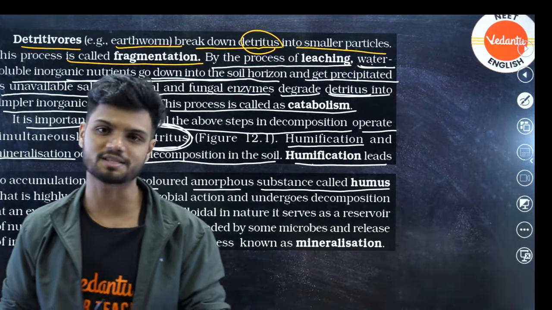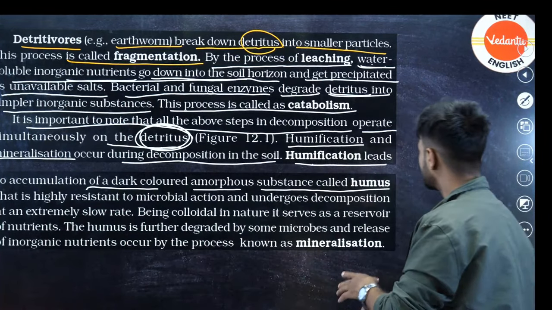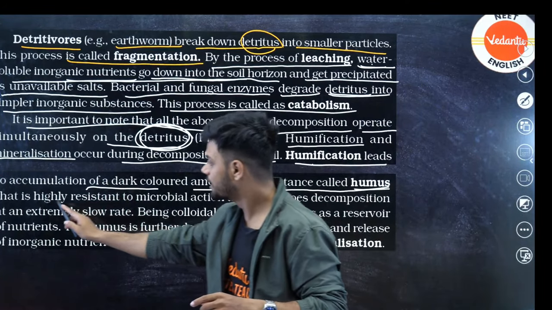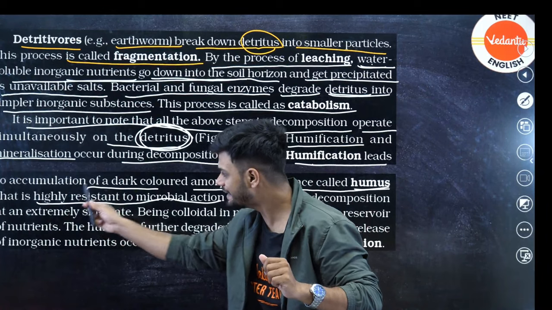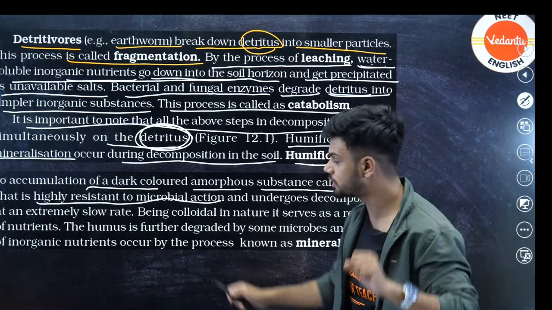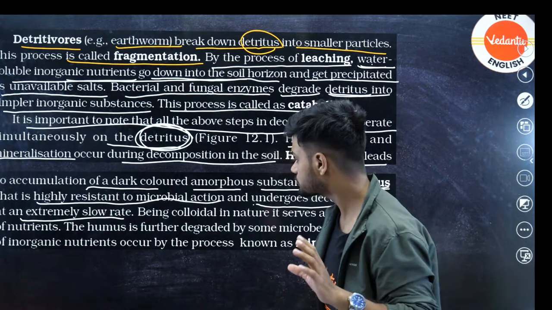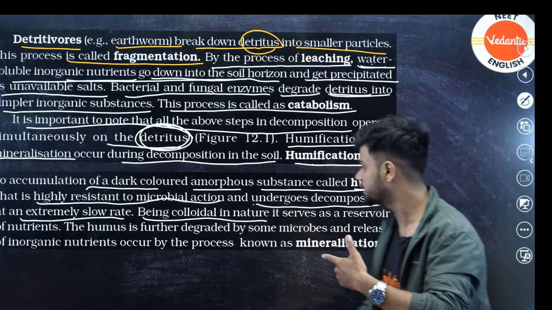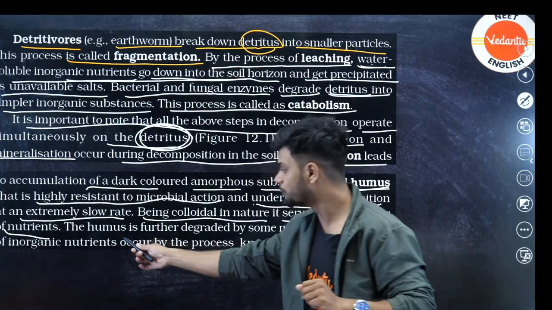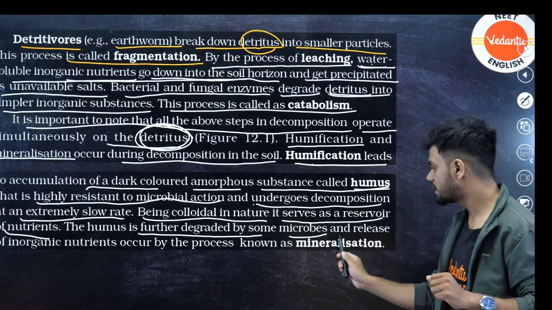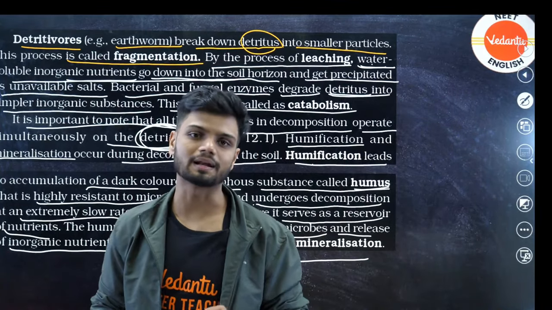Is it humus or hummus? Humus. It is a dark amorphous substance called humus. Not hummus. Hummus is the eating thing which you eat with pita bread. That is hummus. This is humus. Now this is highly resistant to microbial action. Very, very important point. Previous year question, NEET. It undergoes decomposition at an extremely slow rate. Being colloidal in nature, it serves as a reservoir of nutrients. There are a lot of nutrients here. This humus is further degraded by some microbes and release of inorganic nutrients occurs by the process of mineralization. Write down the points.